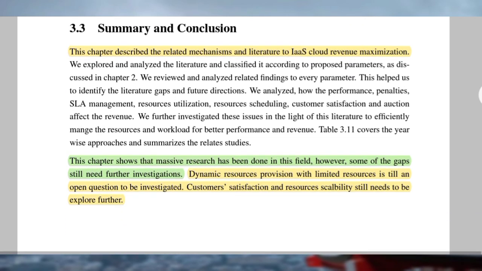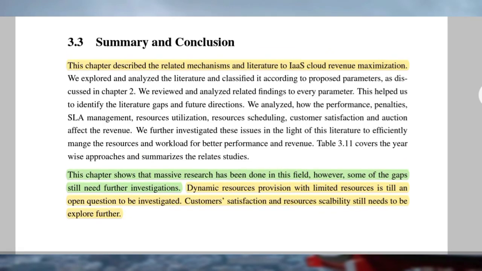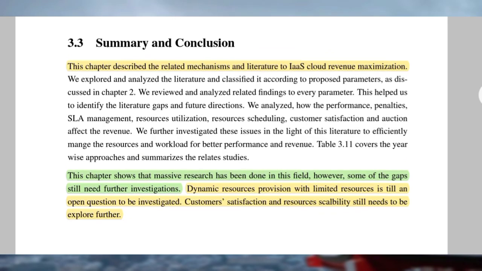So at the end you summarize and conclude the literature section. This was from my side.